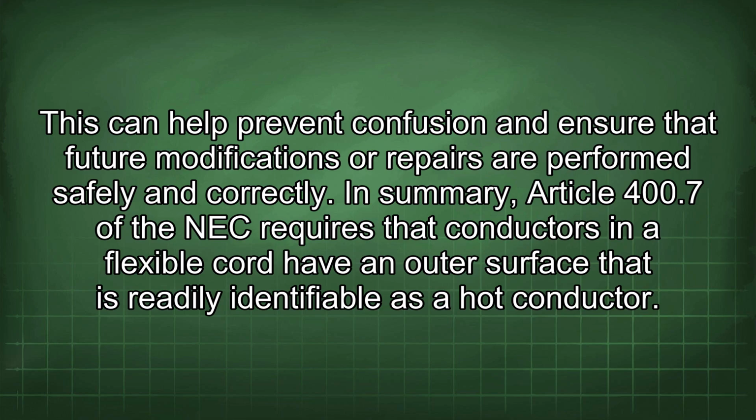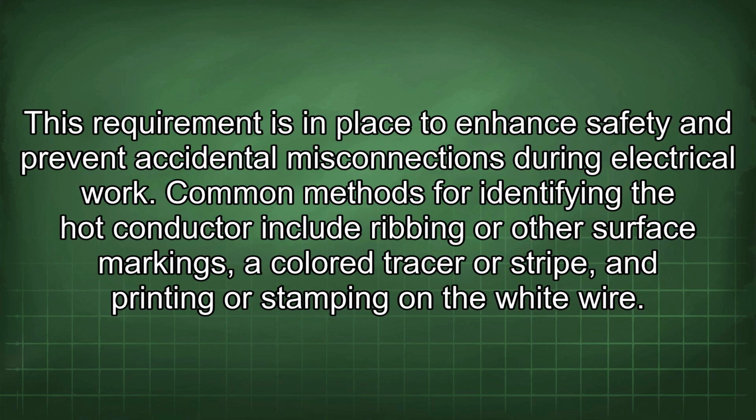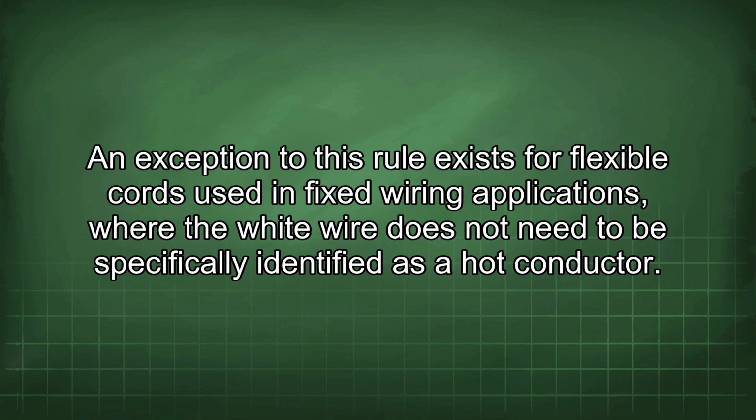In summary, Article 400.7 of the NEC requires that conductors in the flexible cord have an outer surface that is readily identifiable as a hot conductor. This requirement is in place to enhance safety and prevent accidental misconnections during electrical work. Common methods for identifying the hot conductor include ribbing or other surface markings, a colored tracer or stripe, and printing or stamping on the white wire. An exception to this rule exists for flexible cords used in fixed wiring applications, where the white wire does not need to be specifically identified as a hot conductor.